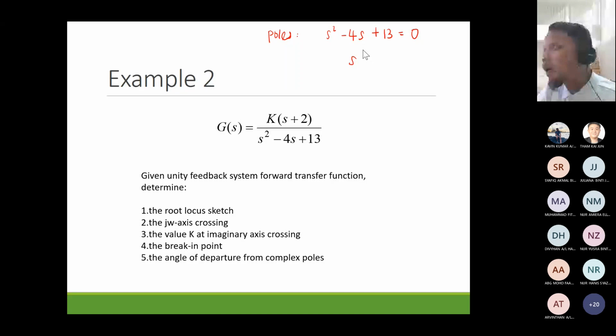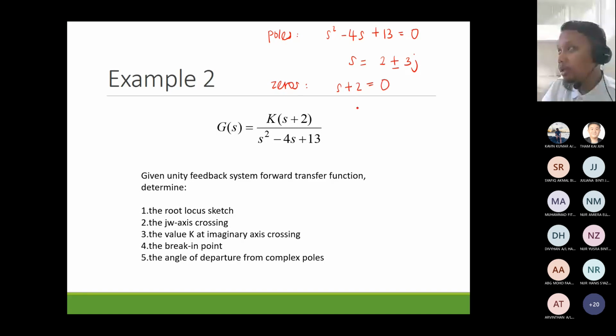So you get 2 plus minus 3j, and then zeros. You take the numerator and you get the zero: s minus 2. So here you have complex poles. When you have complex poles, it means that you have to calculate the angle of departure.